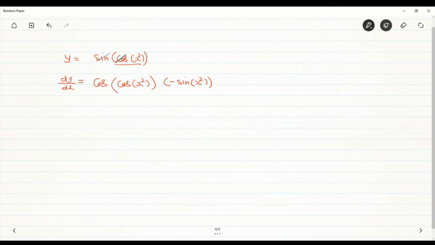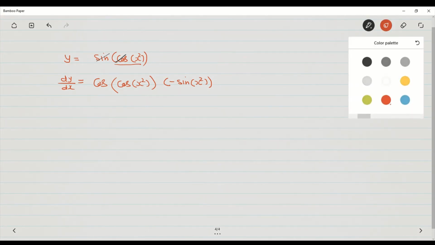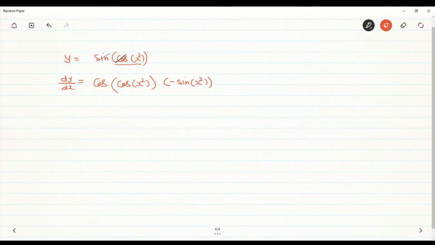I'm left with the innermost layer now, which is x square. So the derivative of x square, the derivative of the last inner part, is just 2x. So the full answer would be something like this: it is minus 2x times cos x square, and after that sin x square is the final answer.